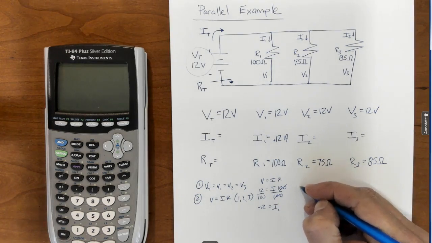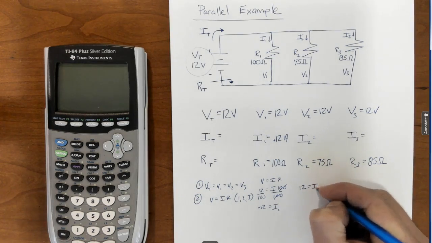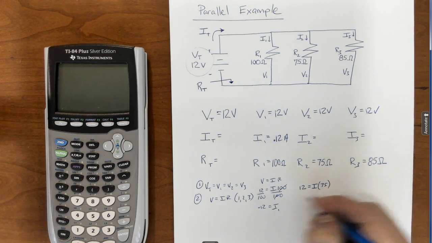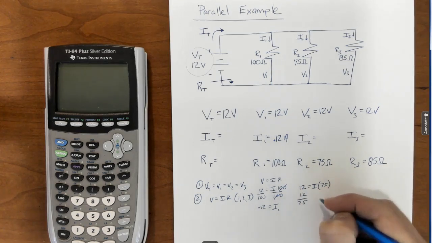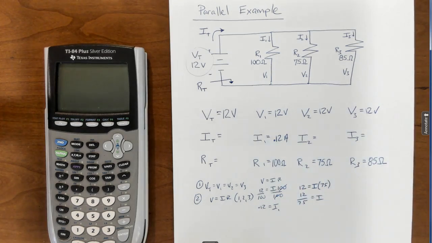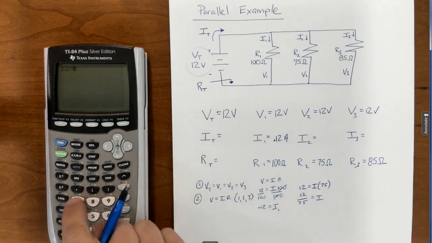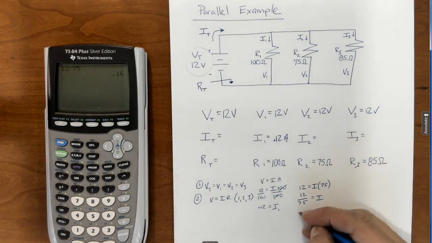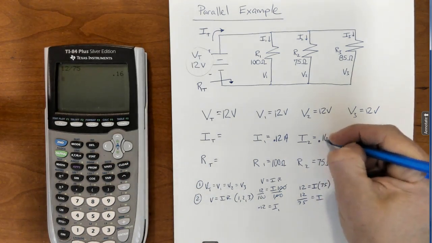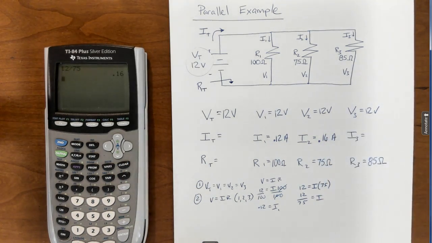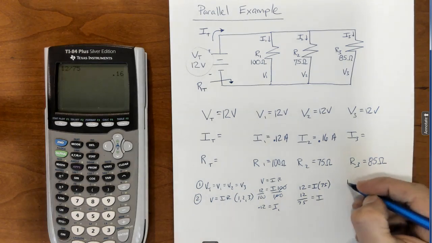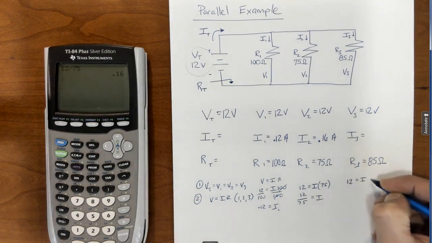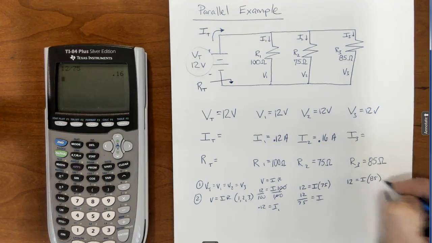Repeat here. We've got the volts is 12. The current is unknown. The resistance is 75. We're going to divide both sides by 75. See here, what's 12 divided by 75? 0.16 amps.